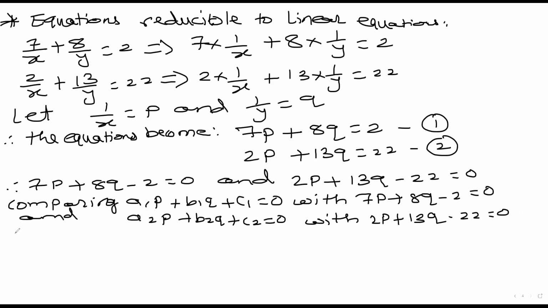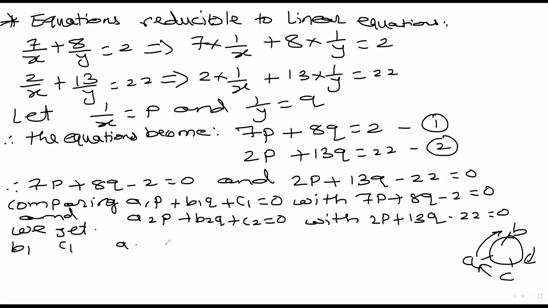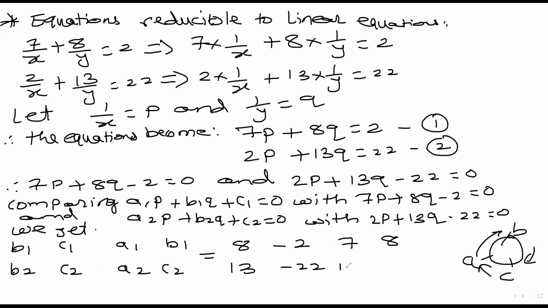Anyways, so again I'll draw a circle. We start with b, we go to c, then again we go to a, and again we go back to b. So we have b1, c1, a1, b1. Immediately below that b2, c2, a2, b2 is equal to, what is b1? 8. c1 is minus 2. Again 7, again 8. Similarly, 13, minus 22, 2, 13. Is that clear? Got it, everyone? At least till here.